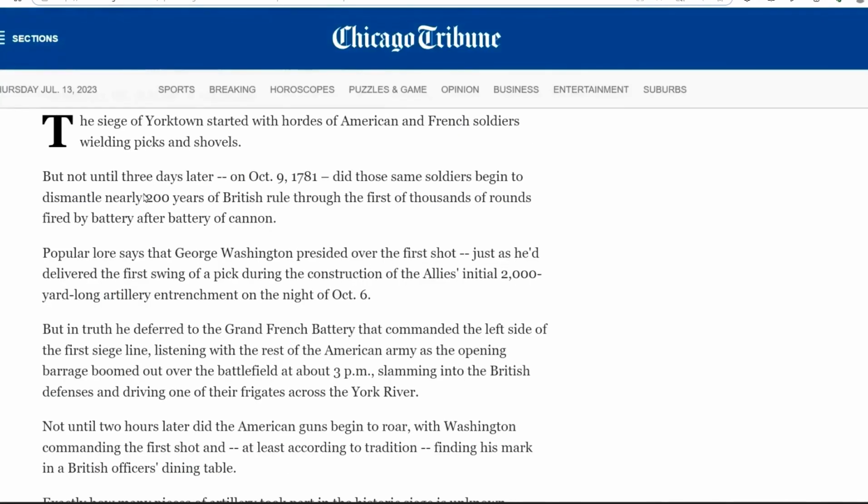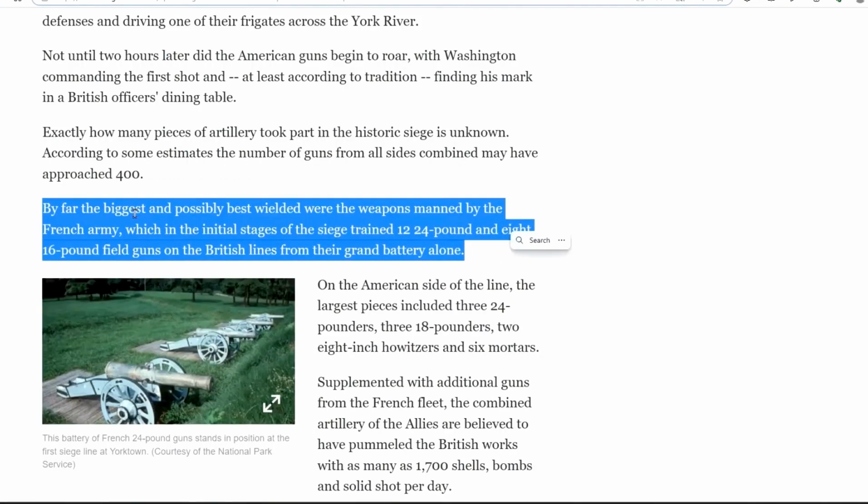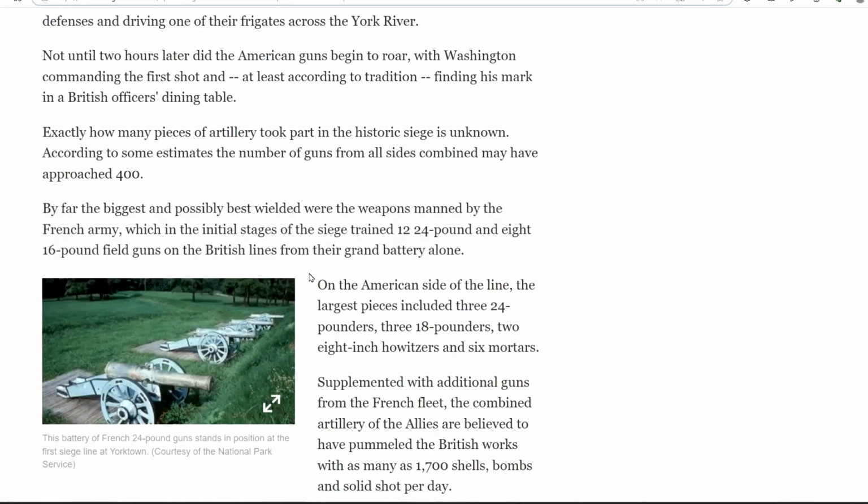Now, this article, which dates from 2016, states, "By far the biggest and possibly, definitely, I think, best wielded were the weapons manned by the French army, which, in the initial stages of the siege, trained 12 24-pound and 8 16-pound field guns on the British lines from their Grand Battery alone. On the American side of the line, the largest pieces included 3 24-pounders and 3 18-pounders."